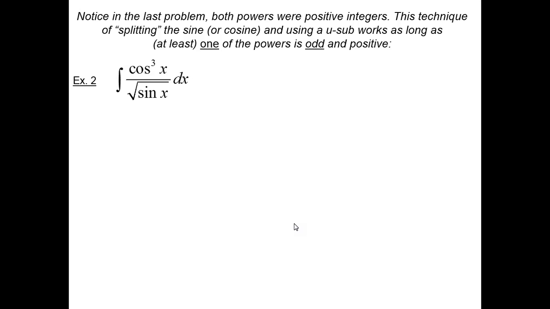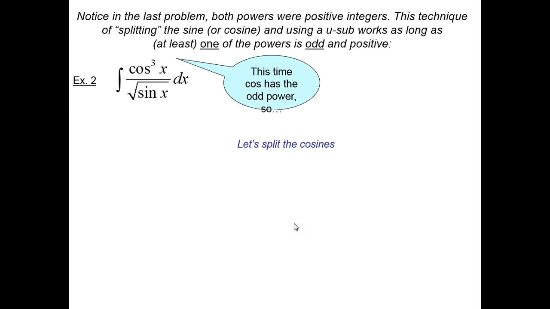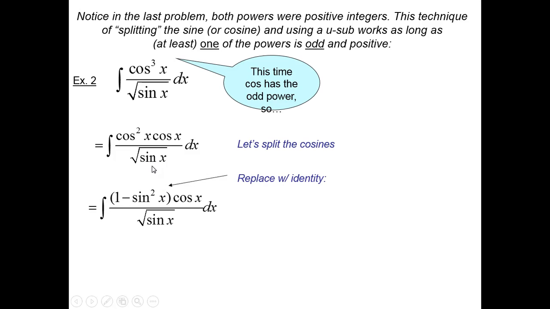Here we have the integral of cosine cubed x over the square root of sine x. And this time, since the cosine term is odd, I'm going to split that and write it as cosine squared x times cosine x all over the radical sine x. And think about what identity we could replace cosine squared with to put it in terms of sine. So that cosine squared just became 1 minus sine squared x.